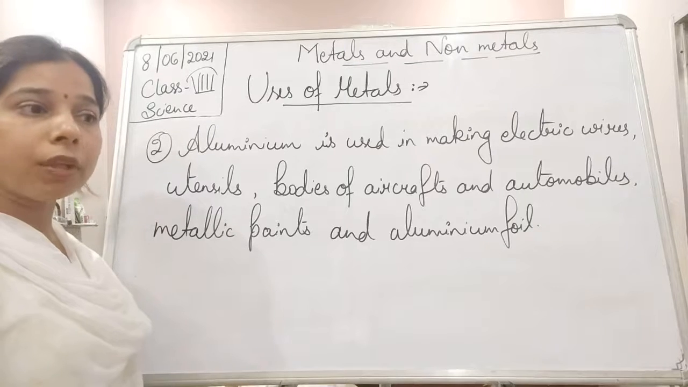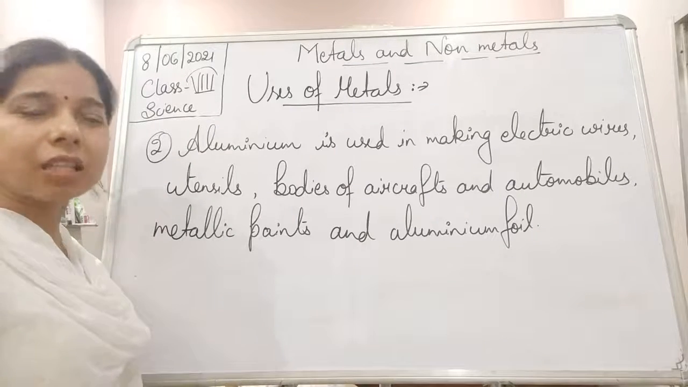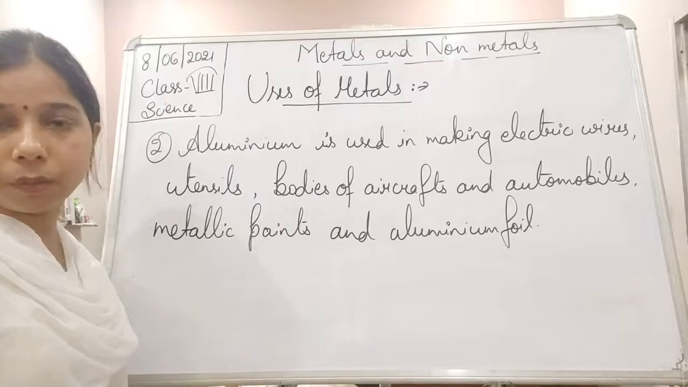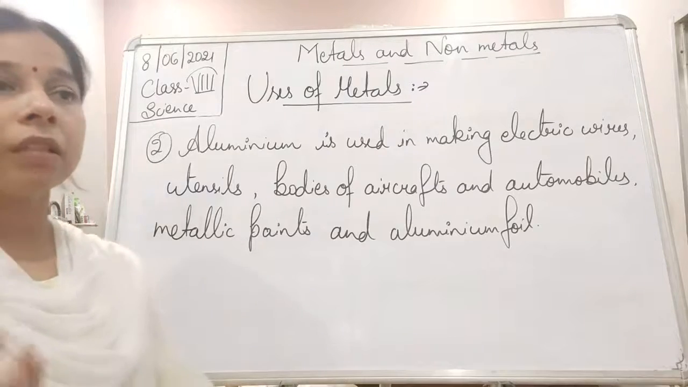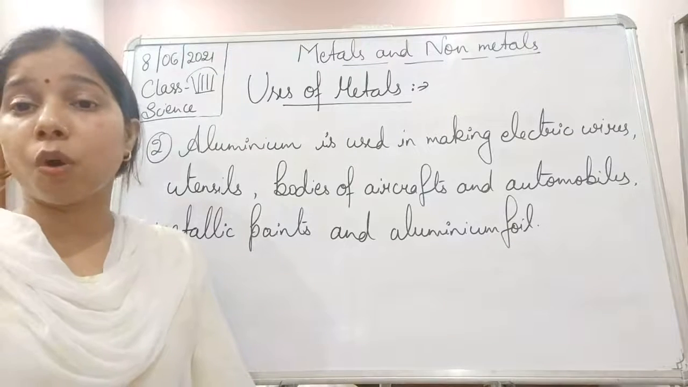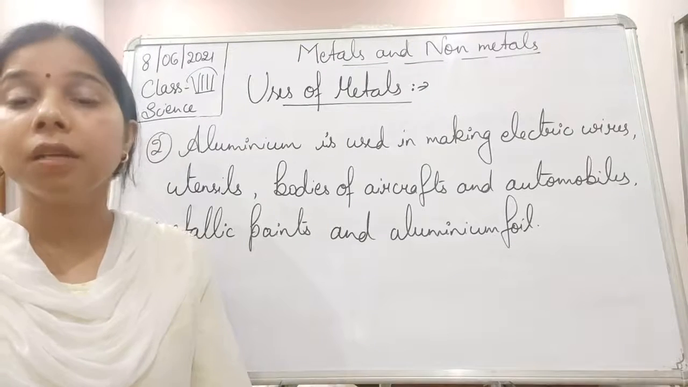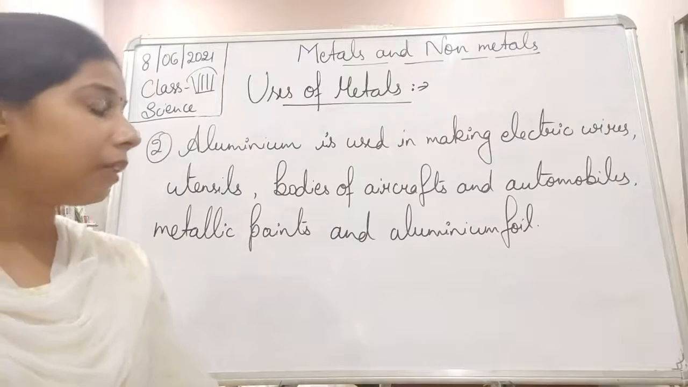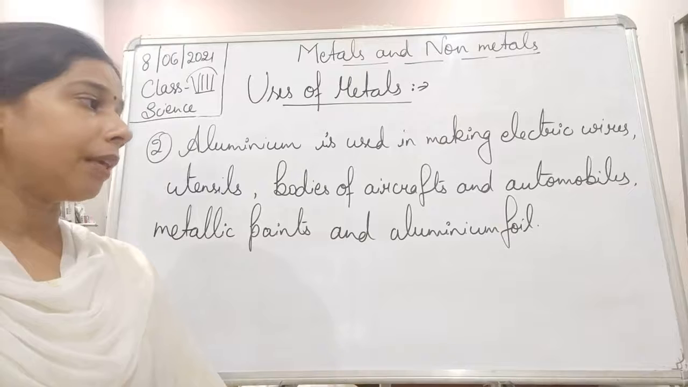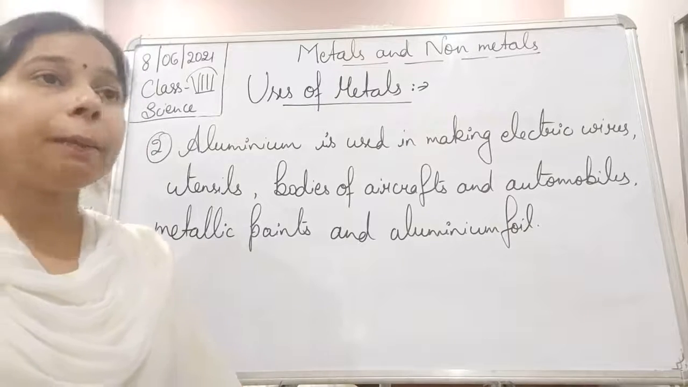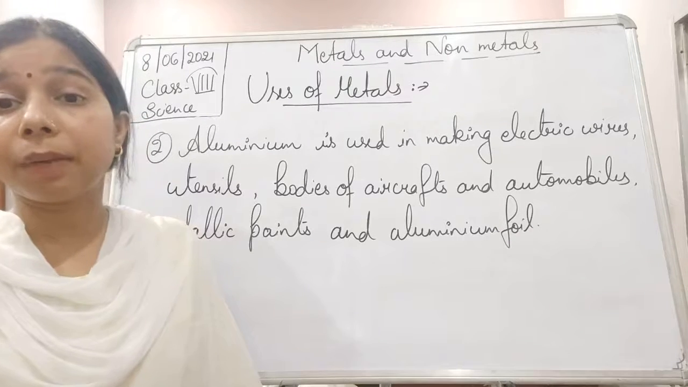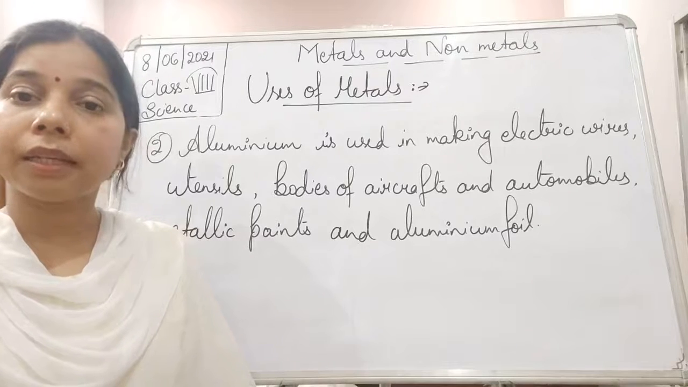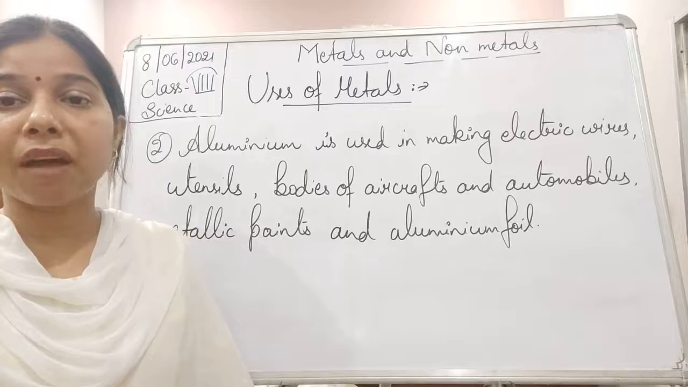It can be drawn very thin, so that thin sheets, called thin foil of aluminium, can also be obtained from it. Because of that, it is also used for making aluminium foil. Metallic paints are there, students, and these metallic paints consist of aluminium. So you can see here that there are a lot of different uses of aluminium.